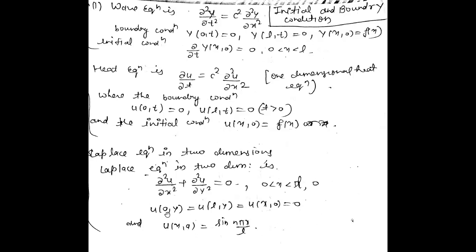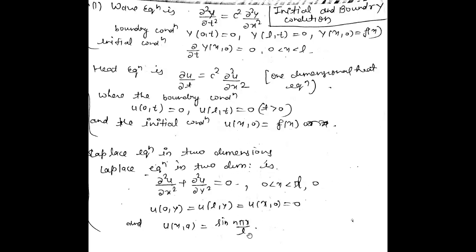So u at x is equal to 0 is equal to 0, and that means all three conditions are boundary conditions. First one, at x is equal to 0, your solution will be 0. At x is equal to L, your solution will be 0, and at y is equal to 0, your solution will also be 0. And the initial condition is u at x, y is equal to a is equal to sine n pi x upon L here, right?